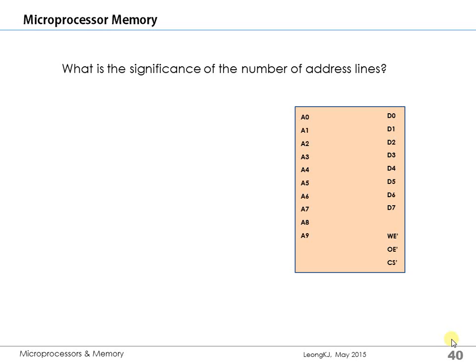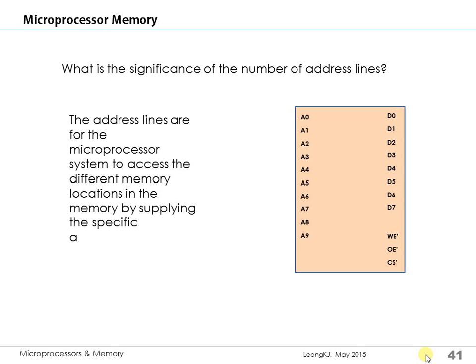What is the significance of the number of address lines? There are 10 address lines for this memory chip. The address lines are for the microprocessor system to access the different memory locations in the memory by supplying the specific addresses.